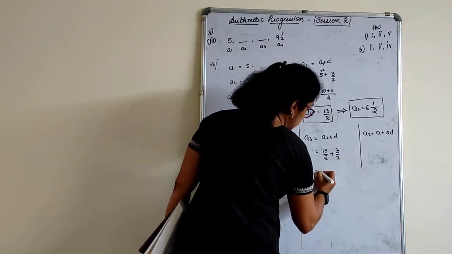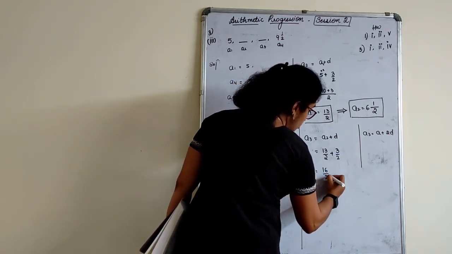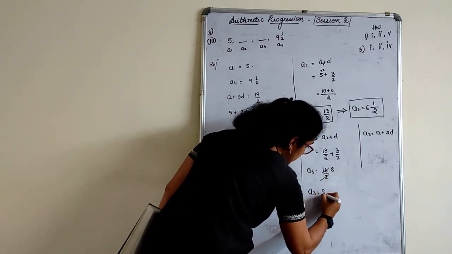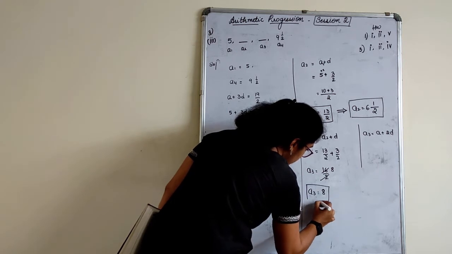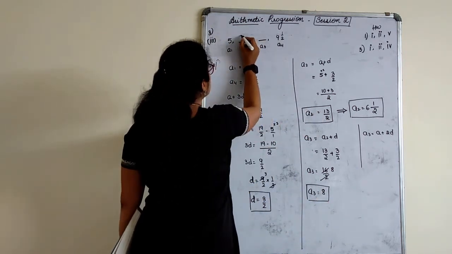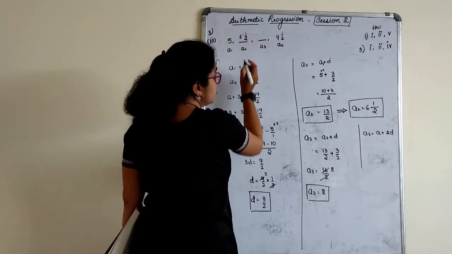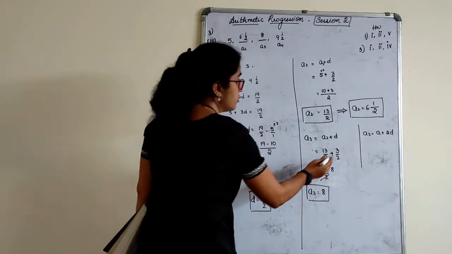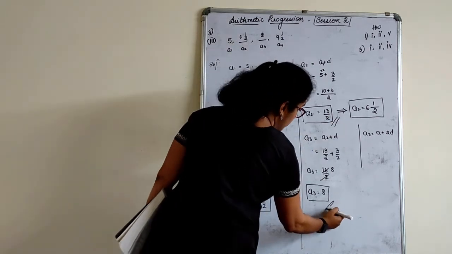So A3 is 16 by 2. 2 1s are 2, 8s are 8. A3 is 8. So fill in the blanks part here where A2 is 6 1 by 2 and A3 is 8, right? So this is how you solve the sum.